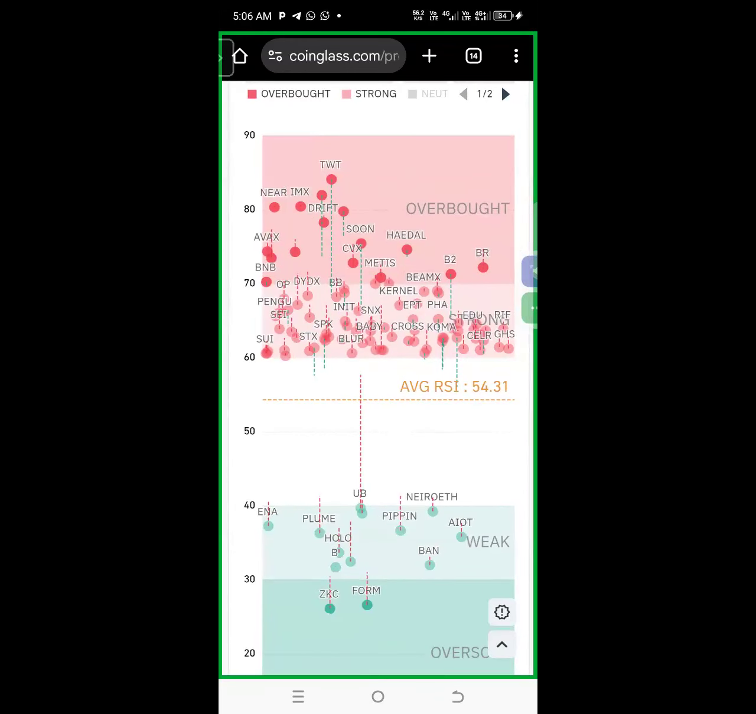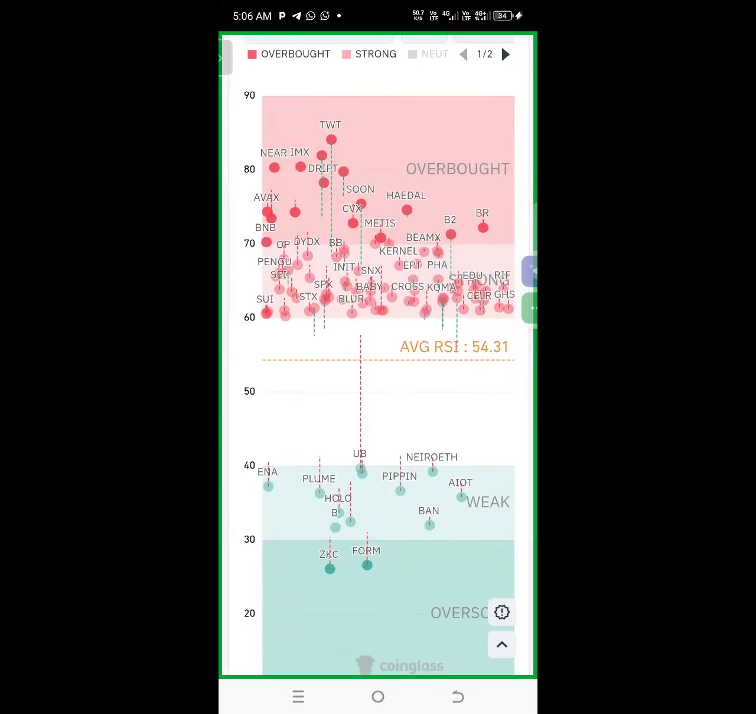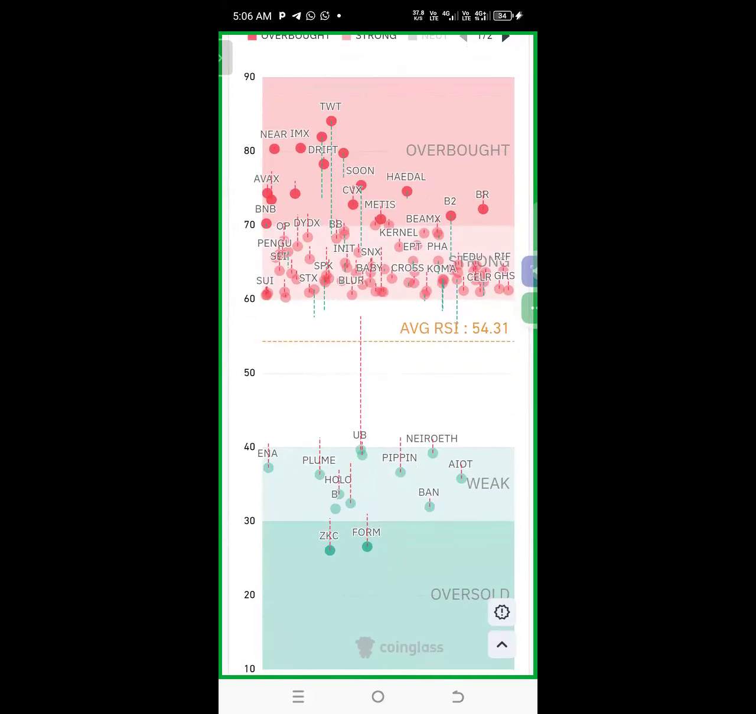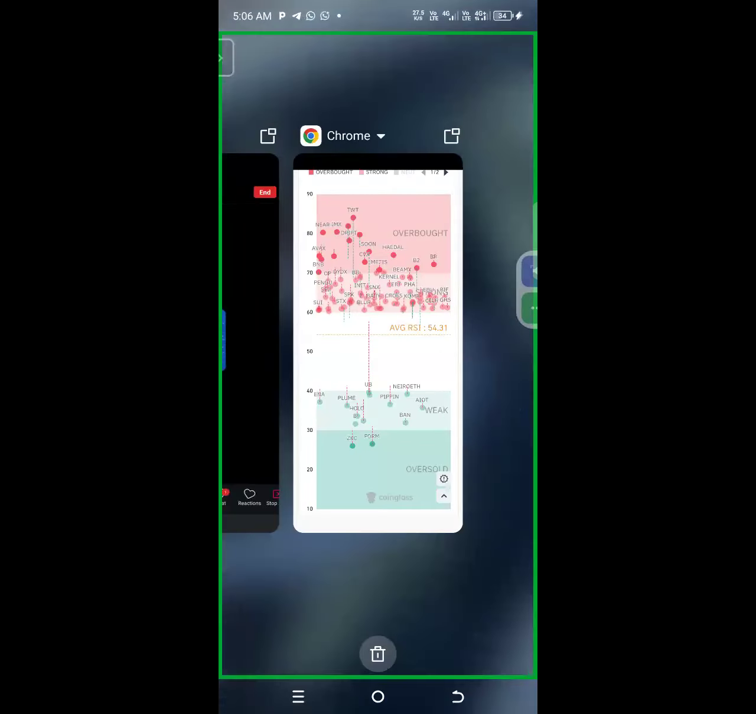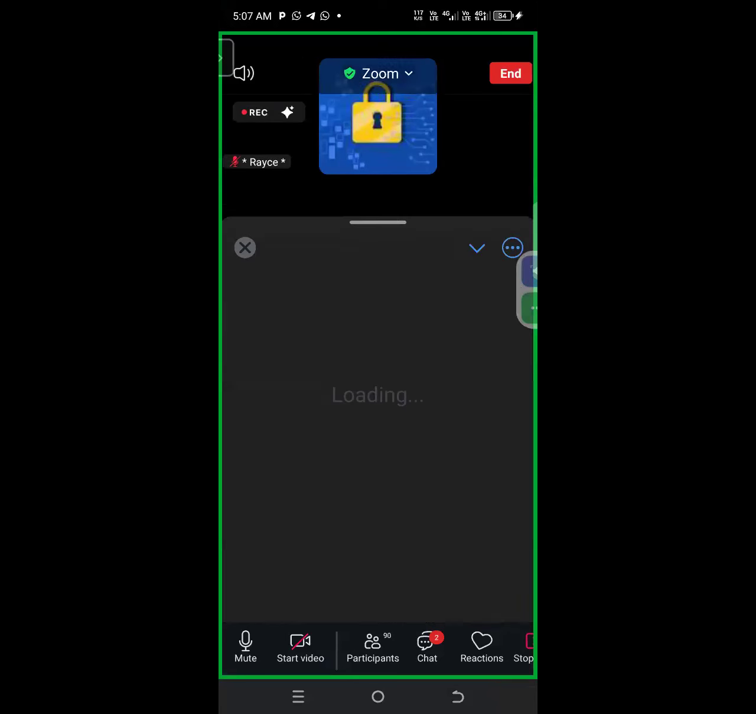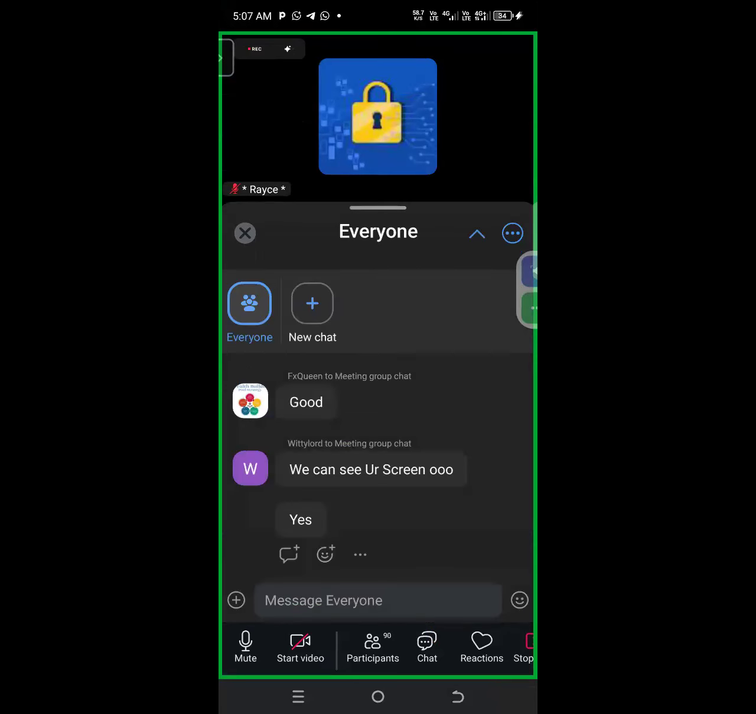So, should we consider overbought coins or should we consider oversold coins? Because you see, this time around there is no neutral. You can see the neutral is empty, which simply means the pullback took real effect. So should we go on making decisions on overbought coins or oversold coins? Let me know in the chat box. Let the masses decide then.